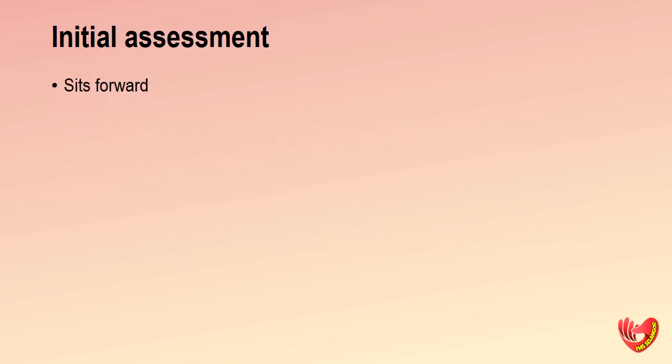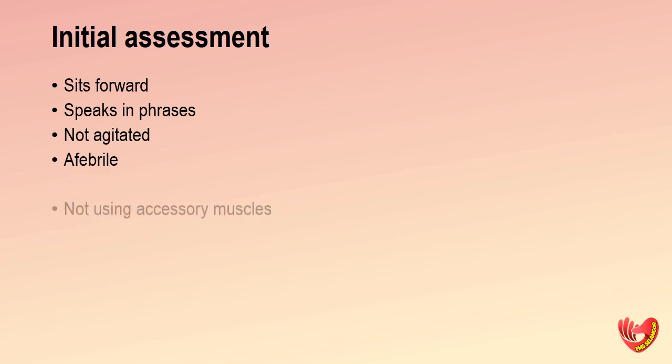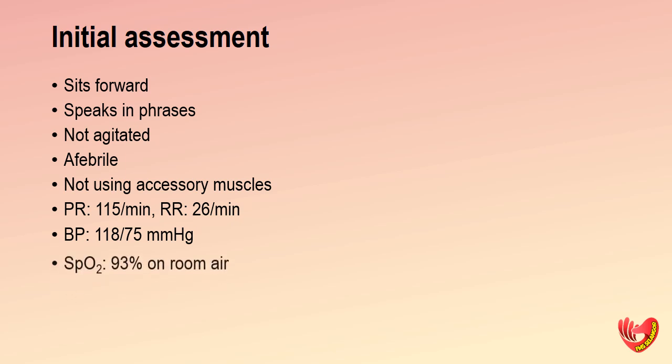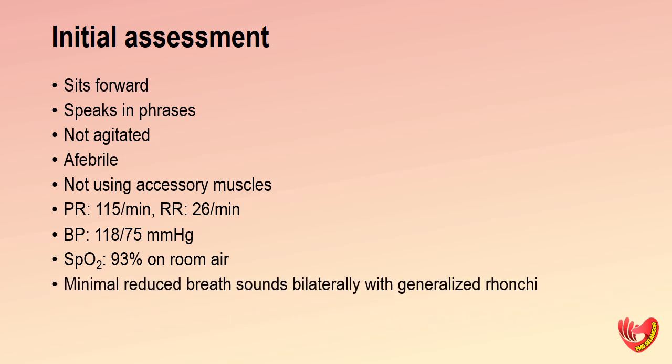On her initial assessment, she was able to sit forward, speaks in phrases, not agitated, afebrile, and not using accessory muscles. Her pulse rate was 115 beats per minute, her respiratory rate was 26 breaths per minute, and her blood pressure was 118/75. Her SpO2 was 93% under room air. On auscultation, she had minimally reduced breath sounds bilaterally with generalized rhonchi.